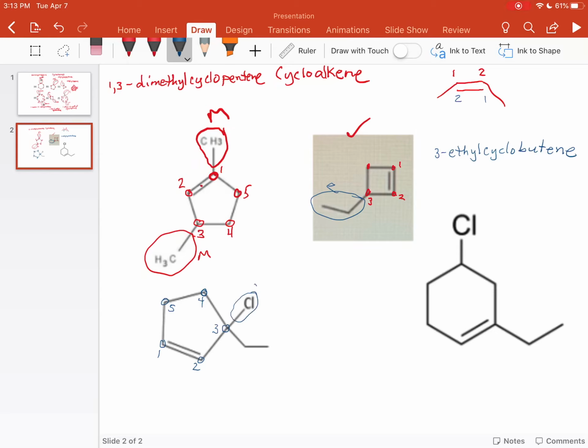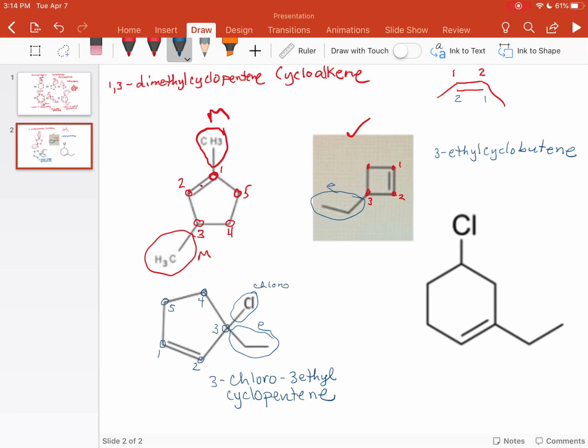So here we have a chloro group, and here we have an ethyl group. So the name of this would be 3-chloro, and I'm choosing chloro first because C is alphabetically in front of ethyl, E. 3-ethyl, and I'm just going to go on to the next line here, cyclopentene.